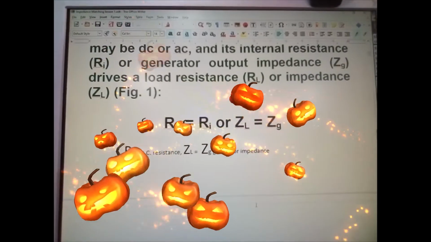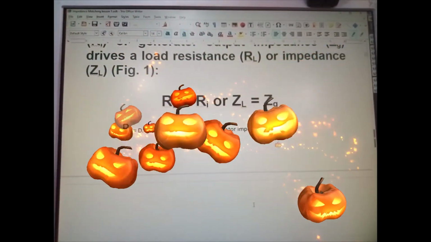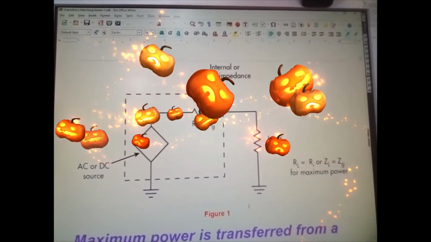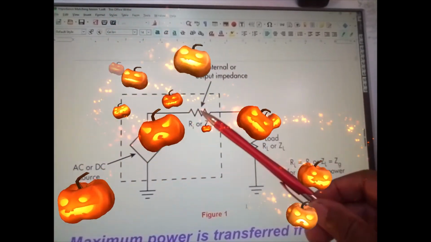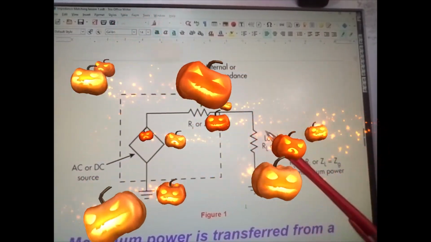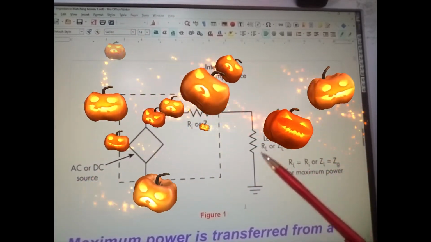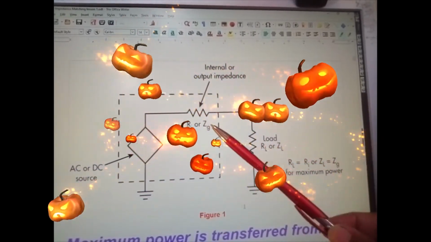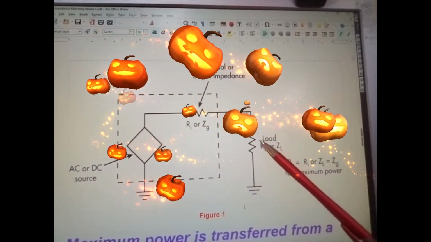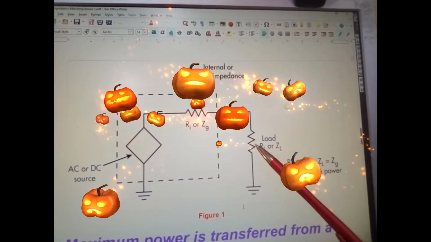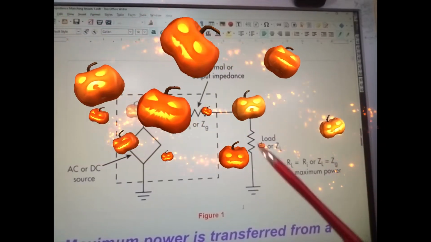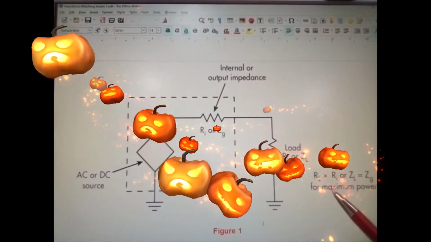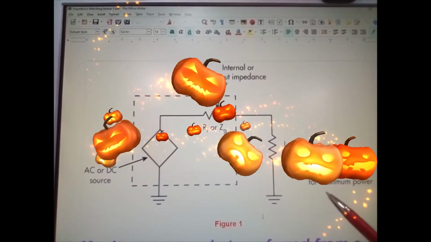Let's complete a little bit more so we can see it all. And here, this diagram shows you internal or output impedance, AC or DC source, the load RL or ZL. Now remember, the load will still be resistive, but it is the impedance that will occur in this circuit here at this point. But you'll still be driving the load, and that will still be seen as an impedance or as a resistance which opposes the flow of current. And here we have RL equals Ri, or ZL equals Zg for maximum power transfer.